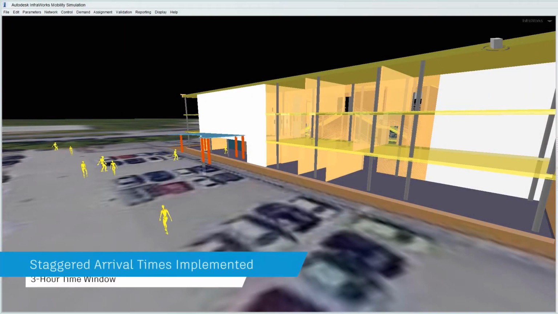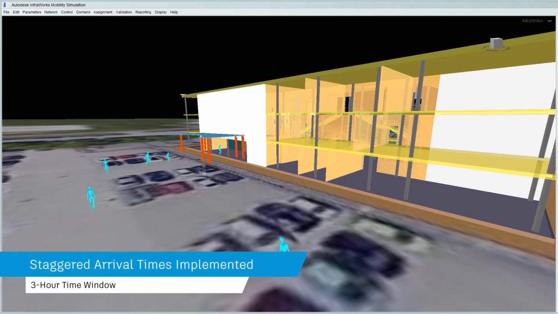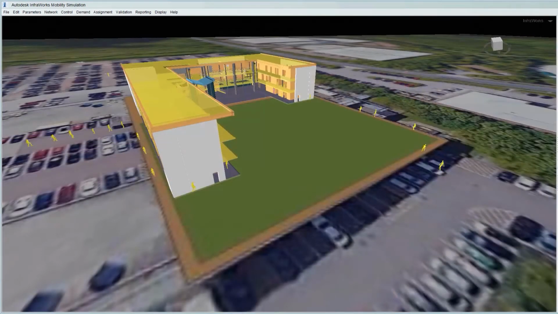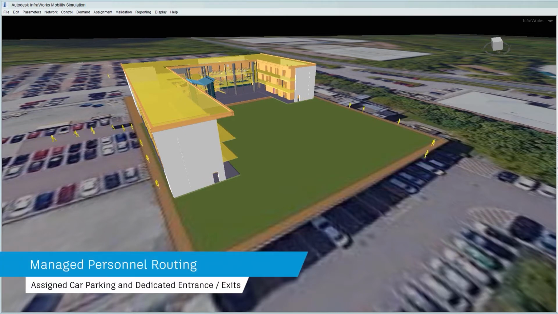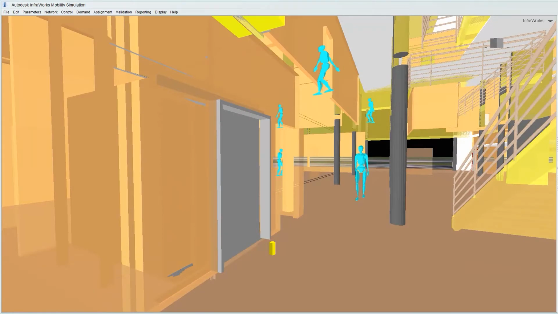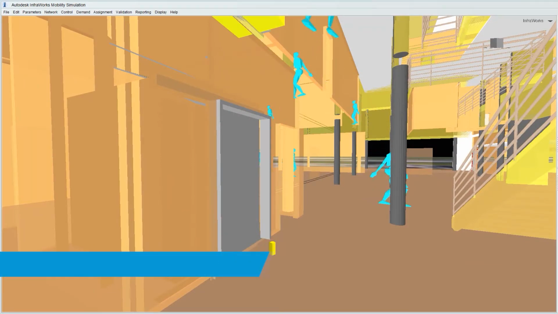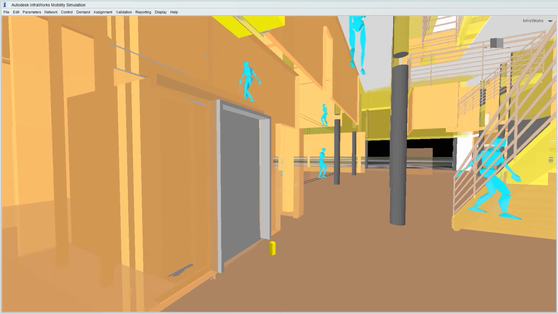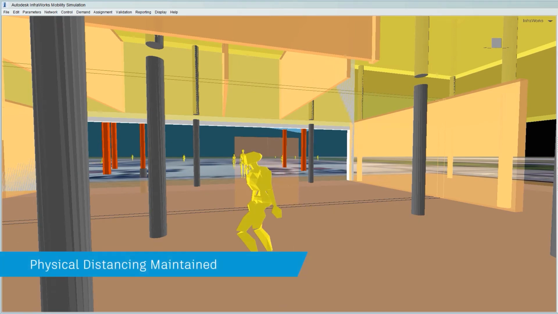There are many mitigation measures that can be used to assist with managing personnel routing. Outside of the building, staggered arrival times, a longer arrival window, and assigned parking positions, combined with dedicated entrances and exits, can all help to relieve pressure in these critical areas. Inside the building, measures such as restricting elevator usage to accessibility purposes and for travel to uppermost floors can reduce the opportunity for close contact.